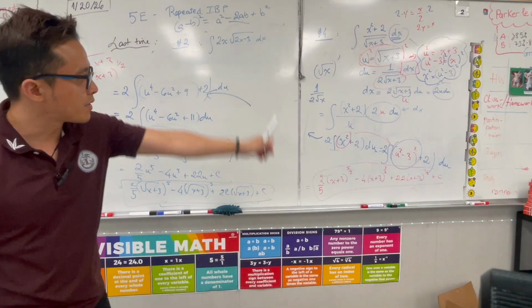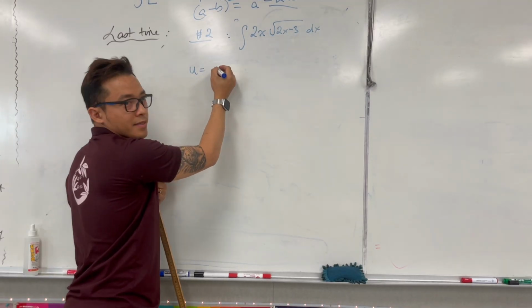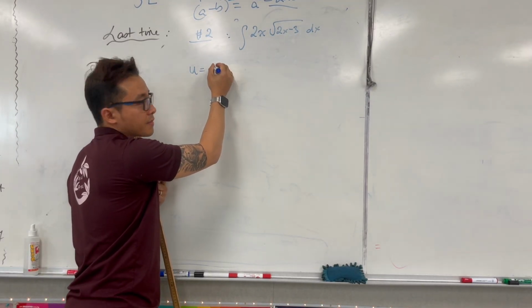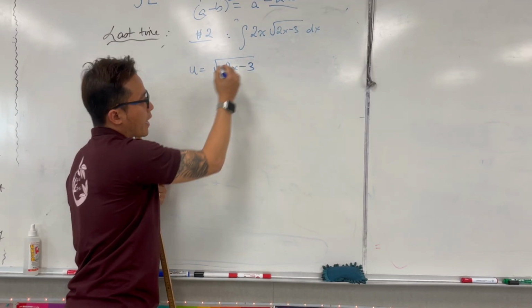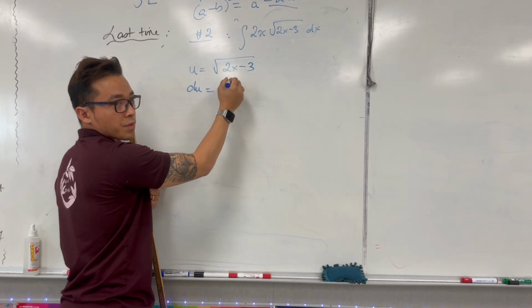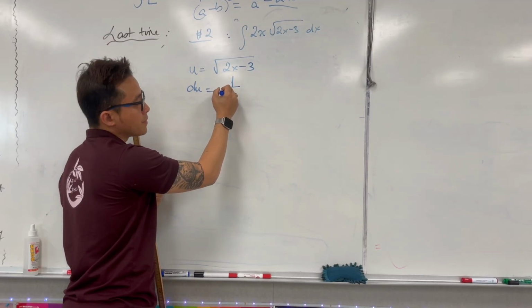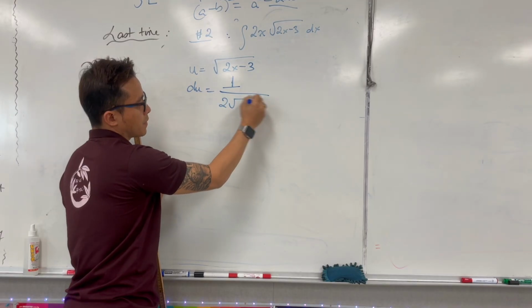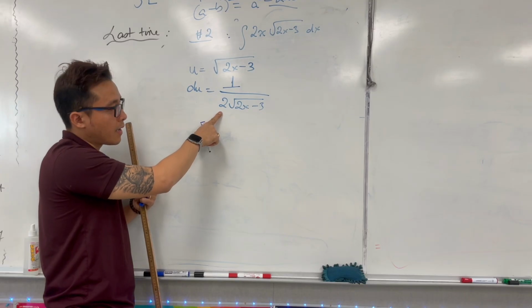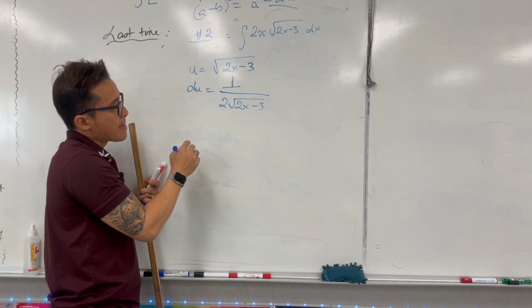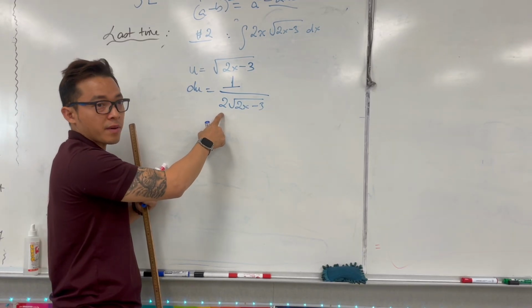Very similar to number 4. First step, u equal to 2x minus 3. Okay, good. Now du equal to 1 over 2 square root of 2x. Why is there a 2 here? That's the derivative of the square root, because 1/2 is the power. That's just from the derivative.